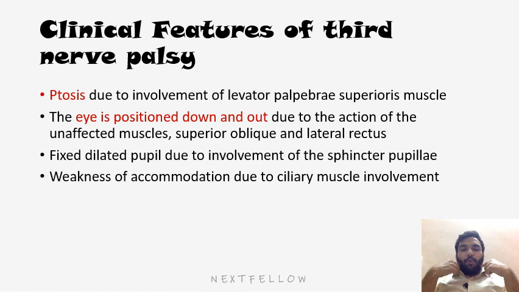Clinical features. So what are the problems that the patient will have? The patient will have ptosis due to involvement of levator palpebrae superioris. The eye is positioned down and out. Down because superior oblique is intact and out because lateral rectus is intact, because superior oblique is supplied by the fourth nerve and lateral rectus is supplied by the sixth nerve. Fixed dilated pupil due to involvement of sphincter pupillae. So if there is pupillary involvement, then there will be a fixed dilated pupil. Weakness of accommodation due to ciliary muscle involvement. So that will also be there.